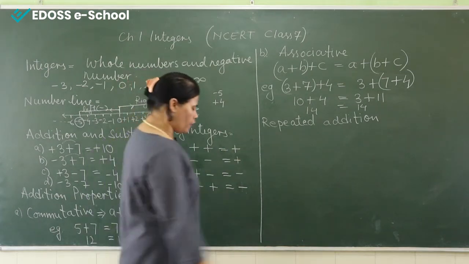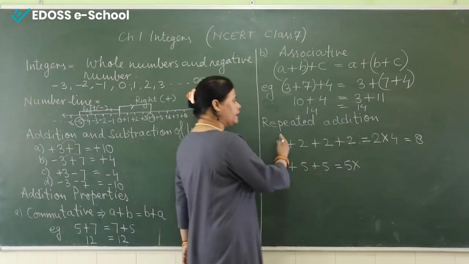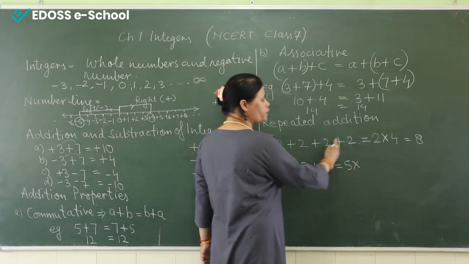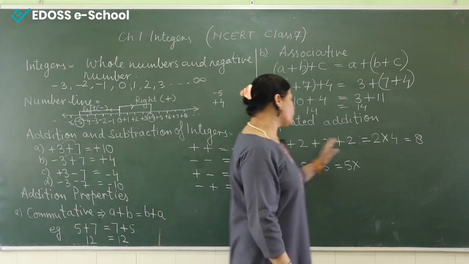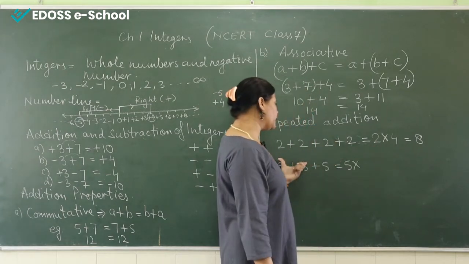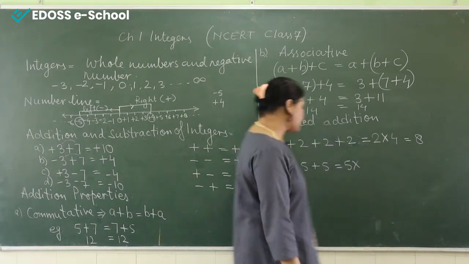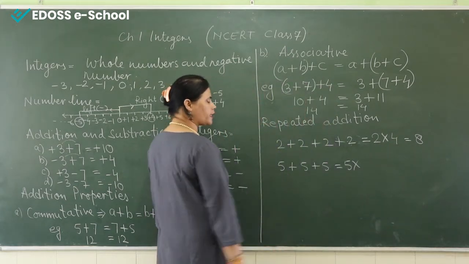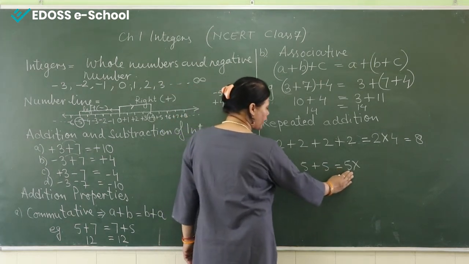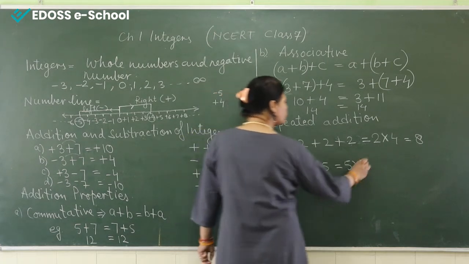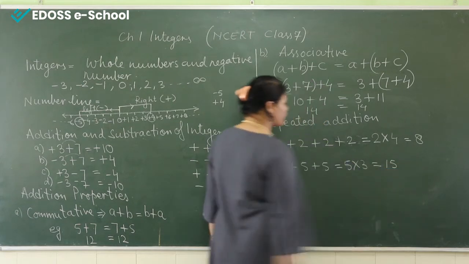Now come to the next, repeated addition. Repeated addition means when we add the same integer. First of all we are writing the numbers 2 plus 2 plus 2 plus 2. When we write it in a short way, first of all we write 2, and how many times is the 2 repeated? 4 times. So we will write 2 multiplied by 4 is equal to 8. Now come to the next. Again I am taking another example: 5 repeated 3 times. So 5 threes are 15. So your answer is 15.